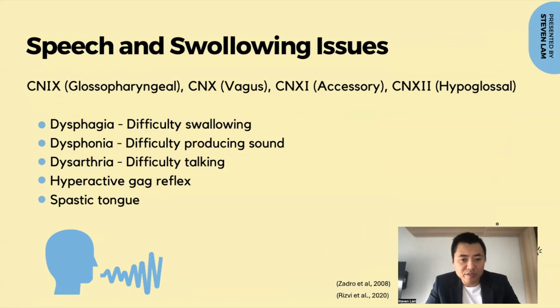Patients also have issues with speech and swallowing. So if you get lesions in cranial nerves 9, 10, 11, and 12, you start having difficulty swallowing, difficulty producing sound, difficulty talking, you get a hypergag reflex and a spastic tongue, which makes sense because if you have lesions in this area, these nerves control your tongue, your throat, and areas around your neck.